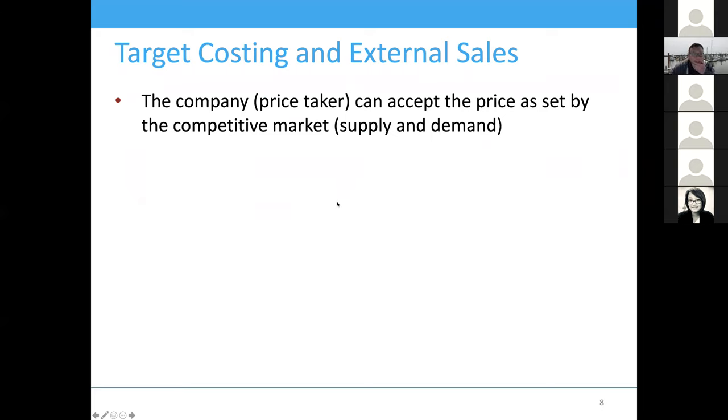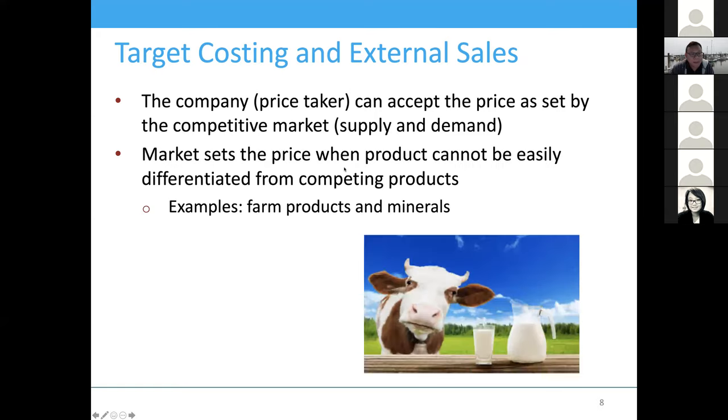Okay, so the company, the price taker. They want to be in the market, they just have to live with it. So they will take the price. And that price is set by the market due to the supply and demand forces. Basically, if your product is no different from others, the market will set the price.